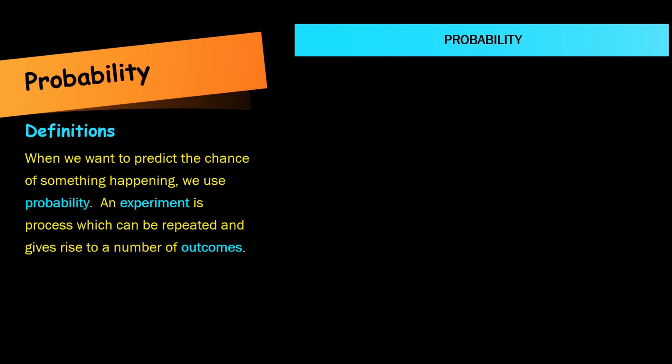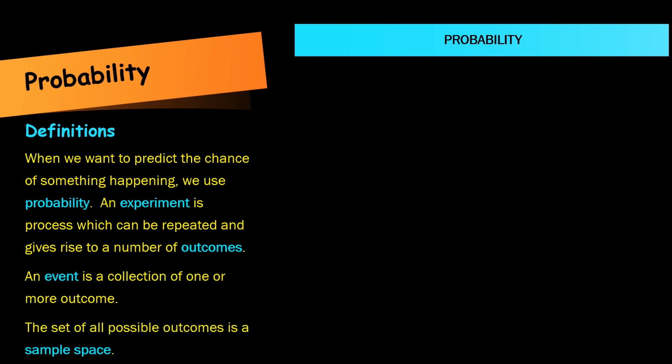When we want to predict the chance of something happening, we use probability. An experiment is a process which can be repeated and gives rise to a number of outcomes. An event is a collection of one or more outcomes. The set of all possible outcomes is a sample space. So let's take a look at an example.